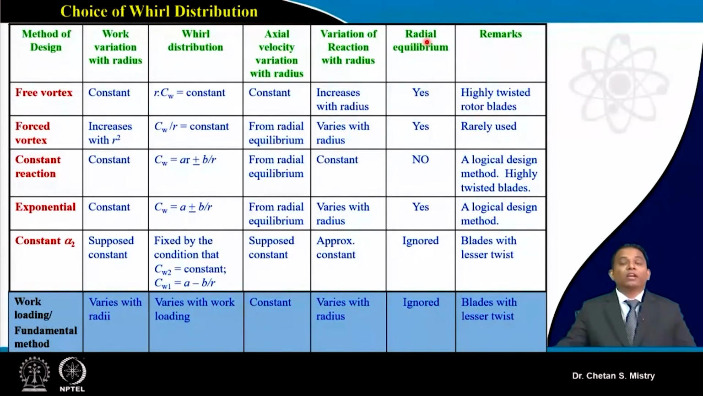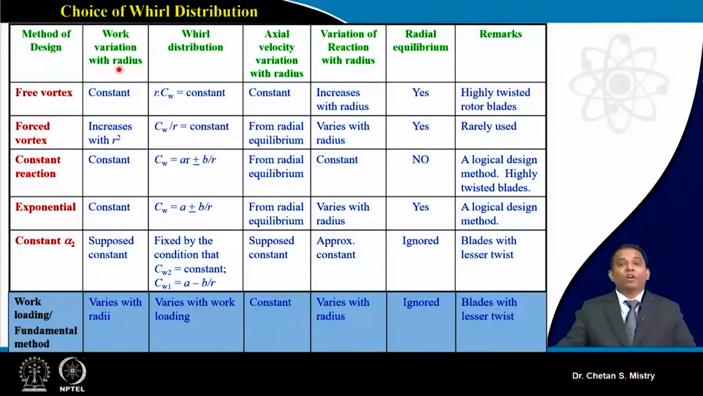If you look at this method, it gives highly twisted blades, and we have realized there may be chances for the degree of reaction to go to 0 or maybe a negative value in the free vortex design concept. In order to overcome the limitations of the free vortex design, we have opted for different approaches. One of them is the forced vortex design approach.